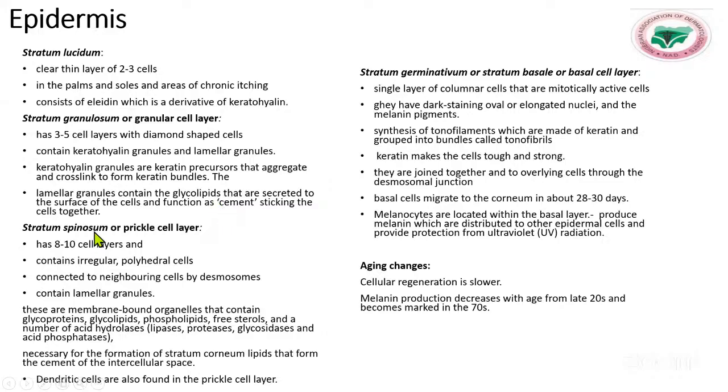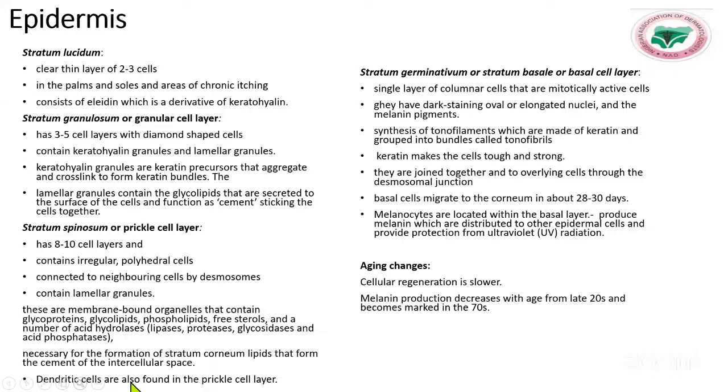Then the stratum spinosum, or the prickle cell layer, is made up of 8 to 10 cell layers and consists of lamellar granules mostly. The lamellar granules are membrane-bound organelles that contain glycoproteins, glycolipids, phospholipids, free steroids, and a number of acid hydrolases, like lipases, proteases, glycosidases, and acid phosphatases. All these are necessary for the formation of stratum corneum lipids, which form the cement in the intercellular space.